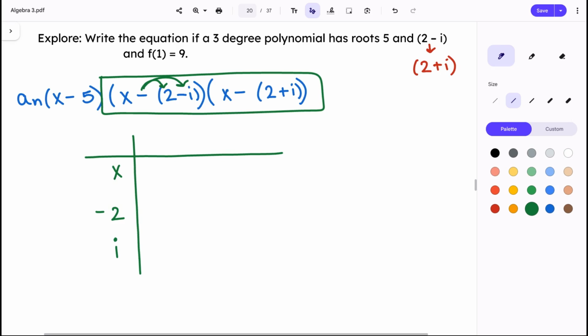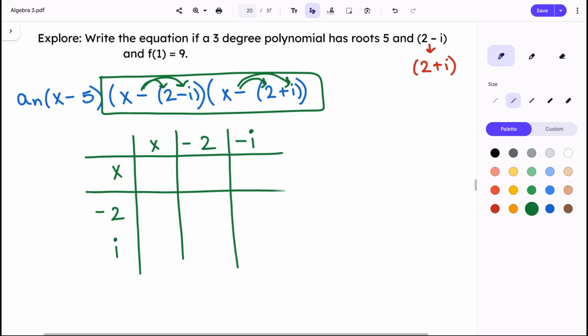On the other side, this same thing's going to happen. We're going to distribute this minus sign. And I'm going to write these across the top. x, minus 2. And then the last one's going to be a negative i. And then you're going to draw in some more lines to create these little boxes here.